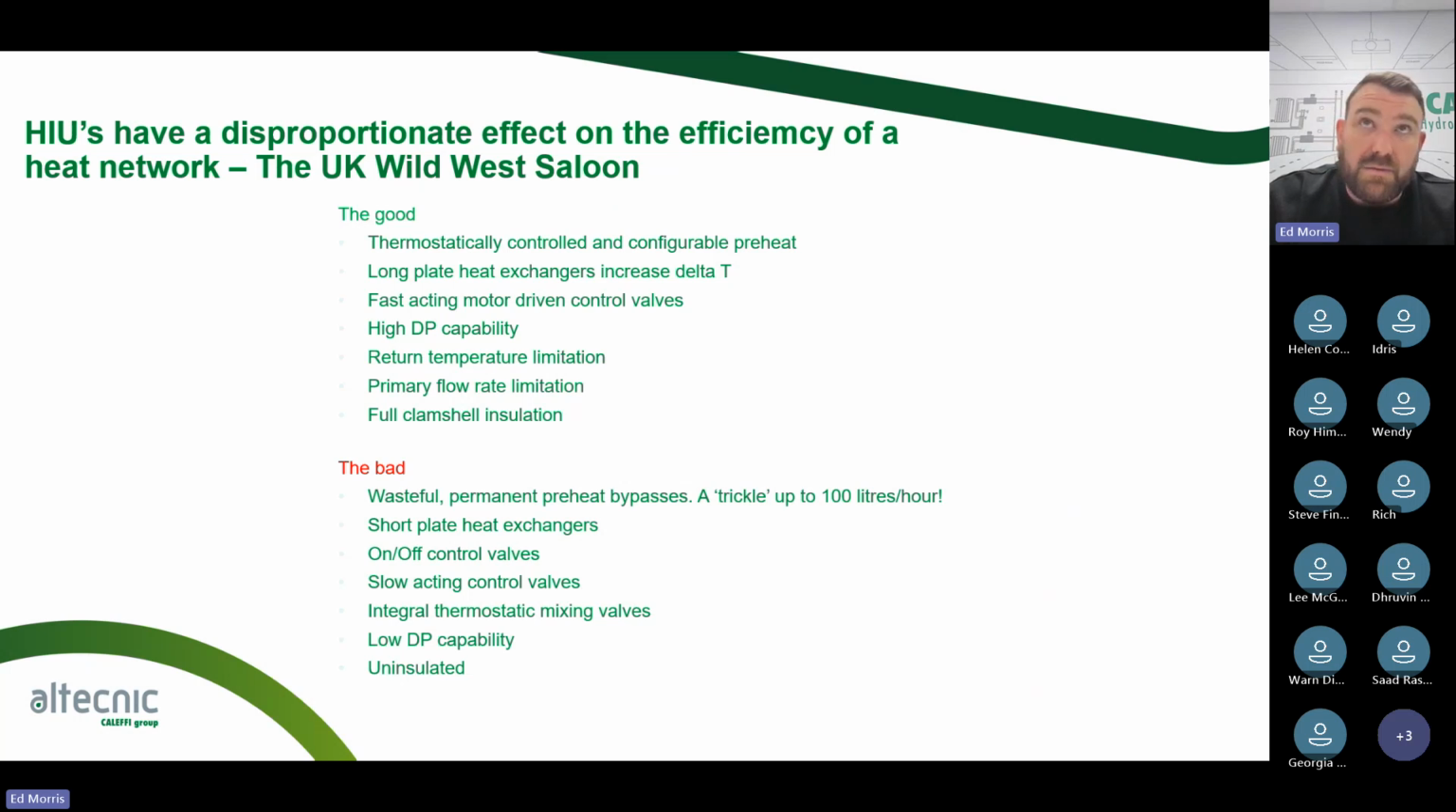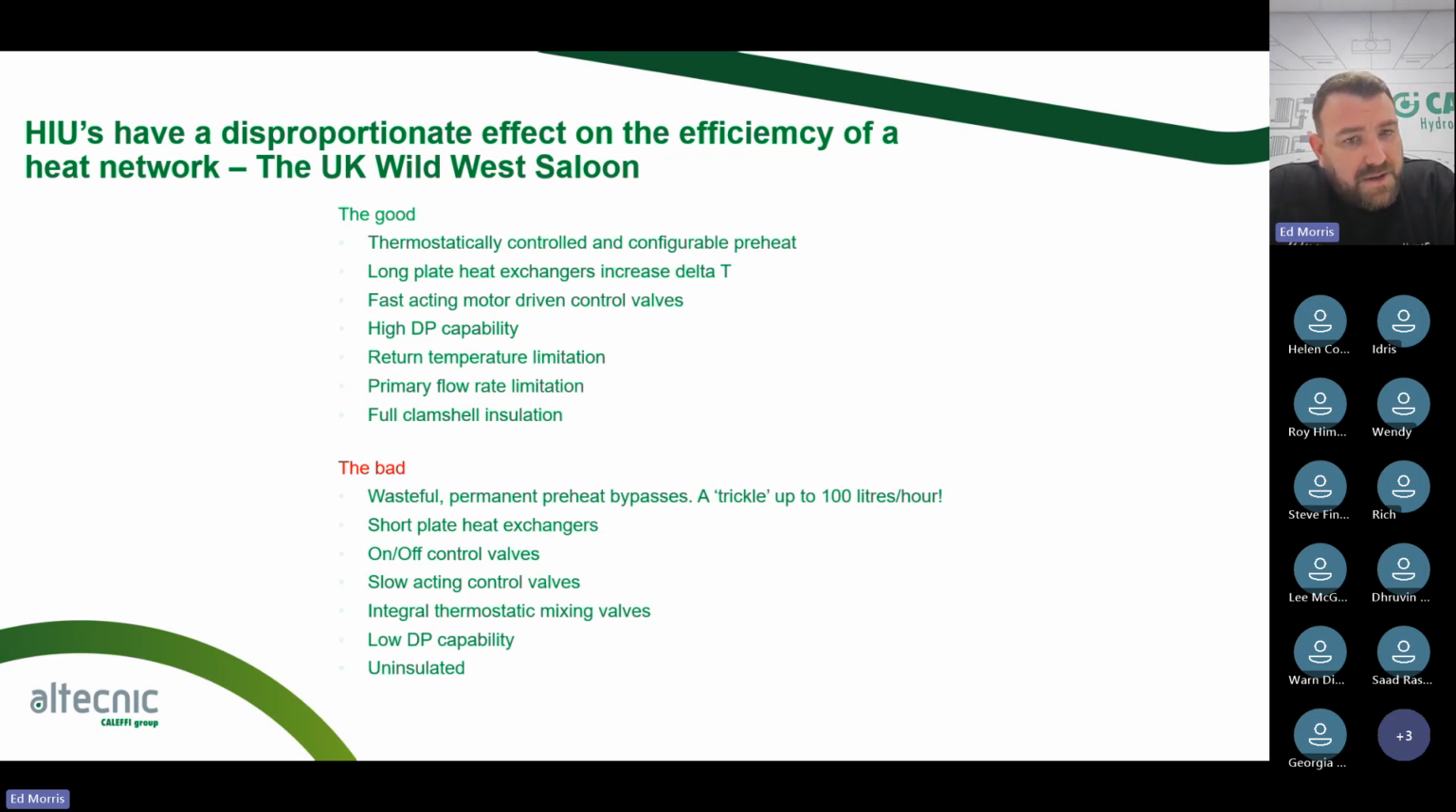High differential pressure capability. Gone are the days where a maximum of 130 kPa could go through a HIU. We can now go up to in excess of 600 kPa going through the HIUs. Return temperature limitation, so we can limit the return temperature. Again, it will have an effect on the performance of the HIU, but it's something to protect the system. Primary flow limitation, so we can balance that primary network because we know exactly what flow rate is going to come through it. Clamshell insulation is something that's been driven now by some of the test standards to make sure that the HIUs are insulated as best as they can be, to minimise the heat losses and increase the efficiency.